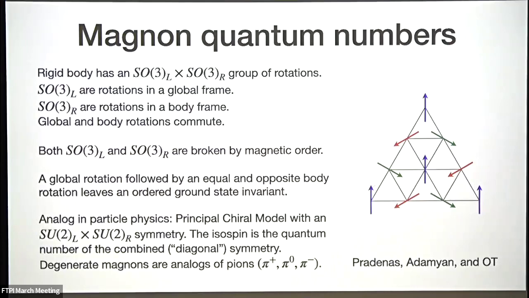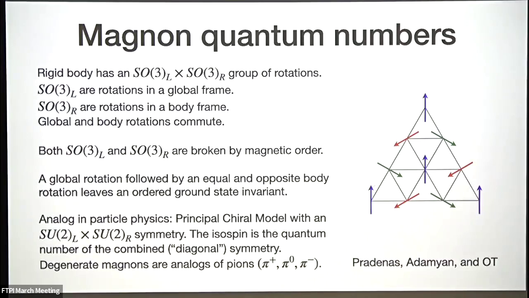If you think about rigid body rotations, it's not just SO(3). In fact, it's a product of two SO(3)s, one of which is the rotations in the global frame, and the other is the group of rotations in the body frame, which commute with one another. And both of these rotation groups are completely broken by the magnetic order. But you can cook up a transformation using a global rotation and an equal and opposite body rotation that will leave the ground state invariant, but the excited states will transform non-trivially under these transformations.